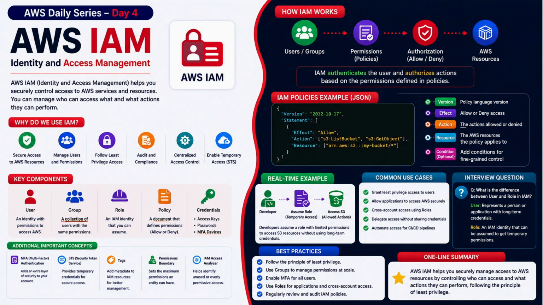So, if I explain AWS IAM in one single line, AWS IAM helps you to securely manage access to AWS resources by controlling who can access them and what actions they can perform. I hope you got it.